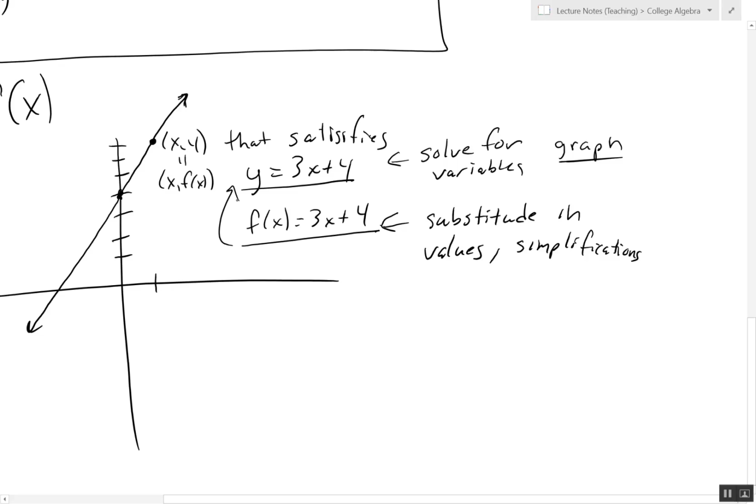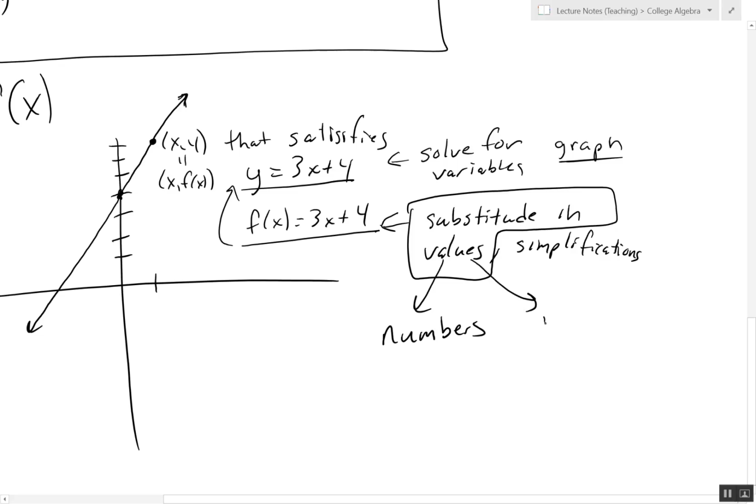And in the next part we're going to focus on substituting in values. And values don't necessarily mean numbers, though that's the vast majority of the things we do, but it could also be algebraic expressions. And so we'll see how to handle both cases in the next video.